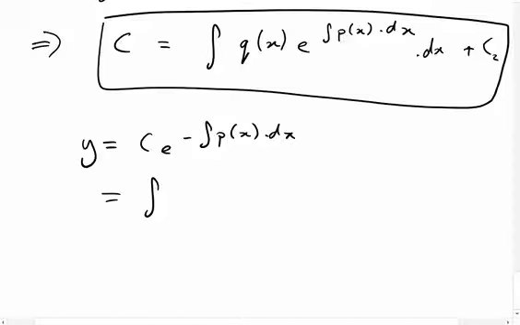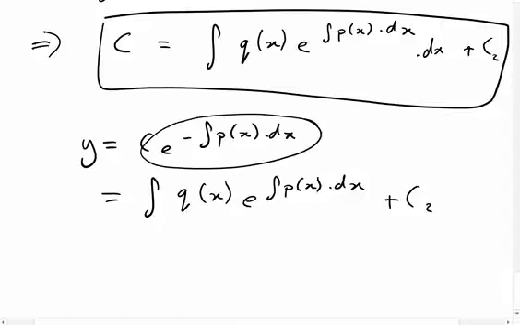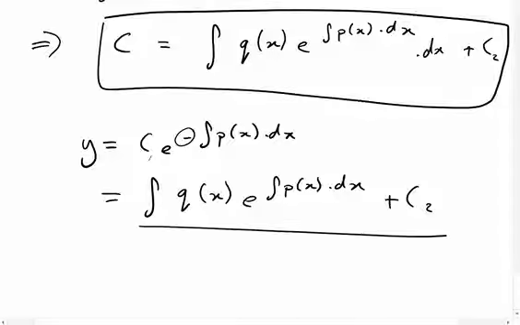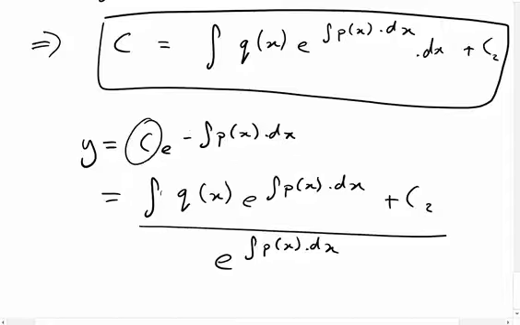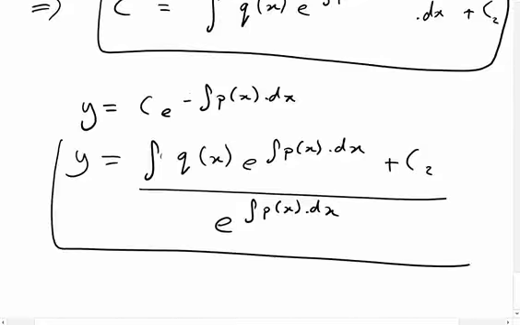So I end up with the integral of q of x e to the integral of p of x dx, plus some constant of integration. And then this thing here, I'm just going to rewrite again, taking note of the minus there. So I'm going to write it as 1 over e to the integral of p of x dx. Literally, I've just replaced c with that in that box. So this is what y is. This is my general solution for y.